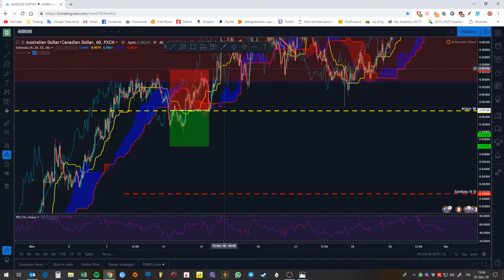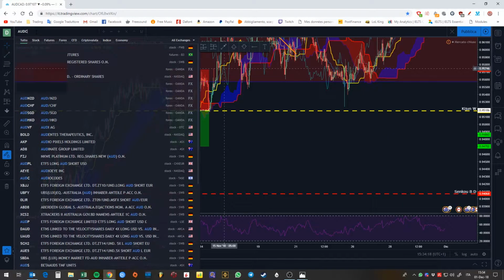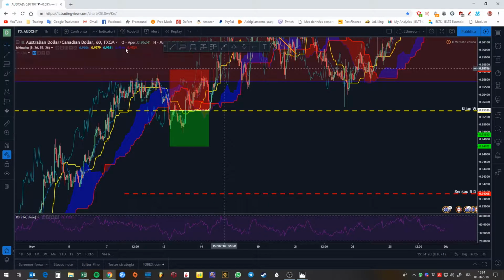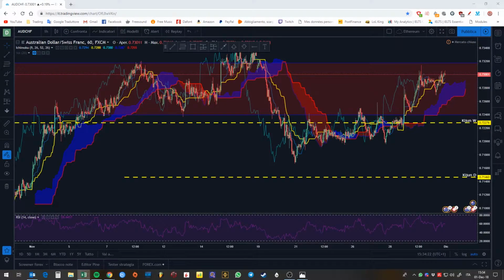Aussie Swiss franc. Let's go. Aussie Swiss franc. So let's see what happened here.